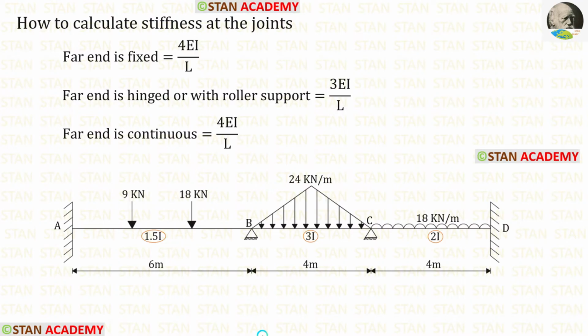In the Kani's method, we have to find the rotation factor. For that, we have to find the stiffness. Let us see the formulas to find the stiffness in the joints. If the far end is fixed, the formula is 4EI upon L. If the far end is hinged or with roller support, the formula is 3EI upon L. If the far end is continuous, the formula is 4EI upon L.